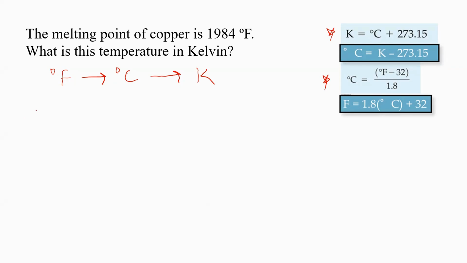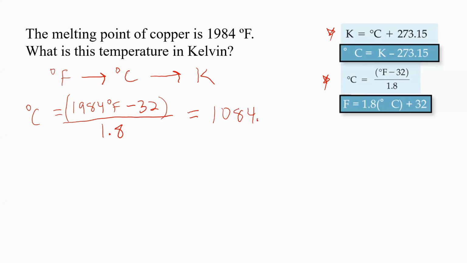So we're going to take our temperature in Fahrenheit, which is 1,984, subtract this by 32, and then we divide this by 1.8. So make sure you do the subtraction first in the numerator, and then divide it by 1.8. And if you do this correctly on your calculators, you should get 1,084.4444 degrees Celsius.